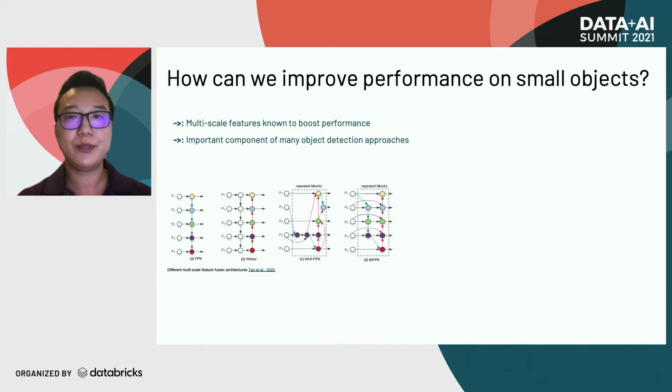The other question is, how can we improve performance on smaller objects? And if we look at other works in object detection, there are a lot of methods that make use of what are called multiscale features. So instead of just taking the last layer of the CNN backbone network, we're going to take multiple layers, and each layer has a different resolution. So you have the top layer that's lower resolution, and then as you go deeper, you get higher resolution features that you can use to make your predictions. And multiscale features are an important component of many object detection approaches. You can see some of them below.